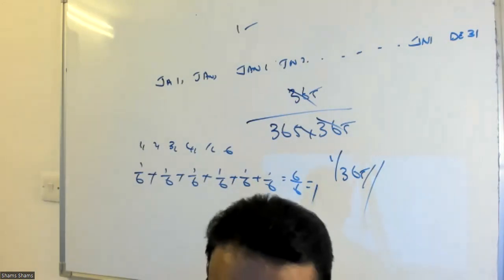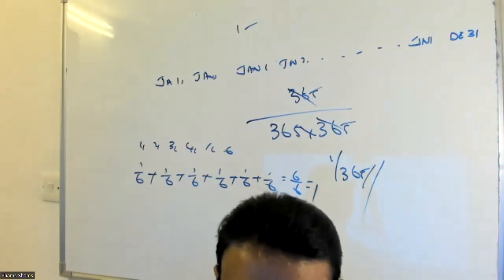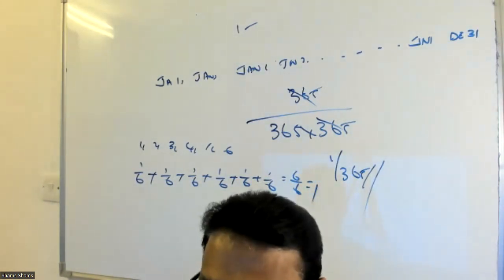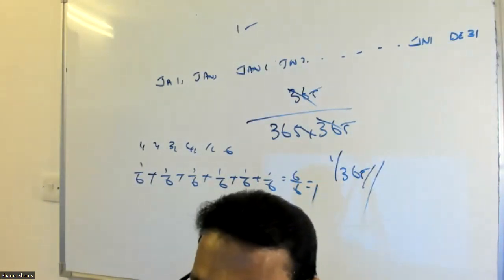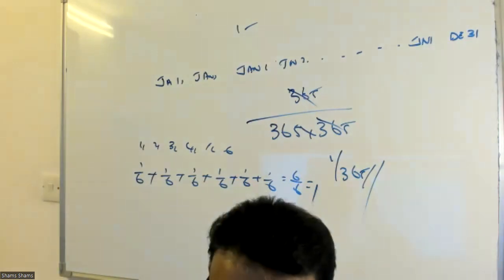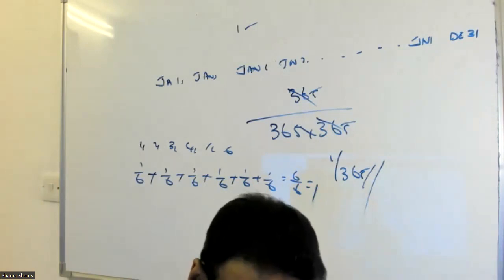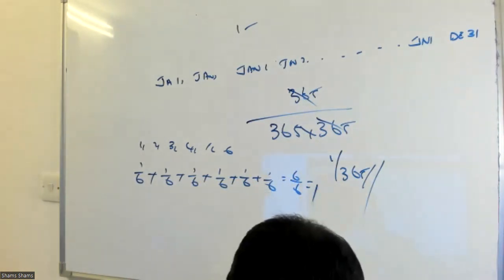Therefore, the total number of possible outcomes is 365 into 365. Don't multiply it out. Okay. Now write question number one.